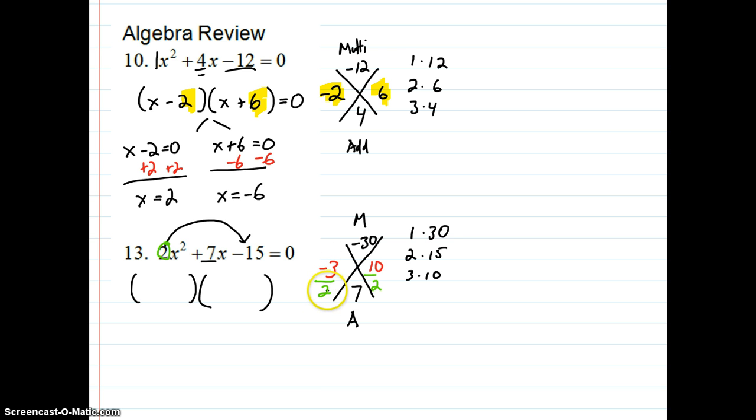So can negative 3 halves be reduced? No. Can 10 over 2 be reduced? Yes, so that becomes 5 over 1. And so now we're going to take this bottom number and put it in front, so 2x, and this top number, the negative 3, goes after it, minus 3. Same thing, this bottom number will be 1x, and then the top number, plus 5. So 2x times x is 2x squared, and negative 3 times 5 gives us a negative 15.